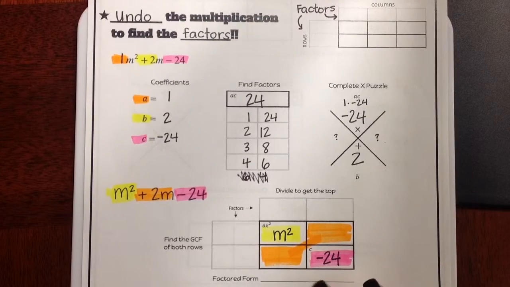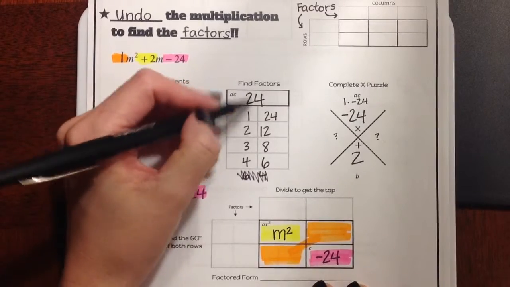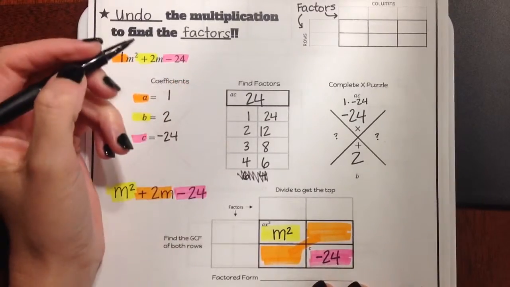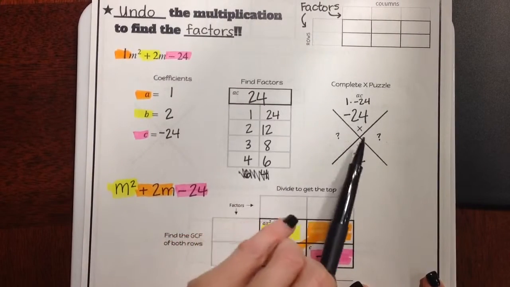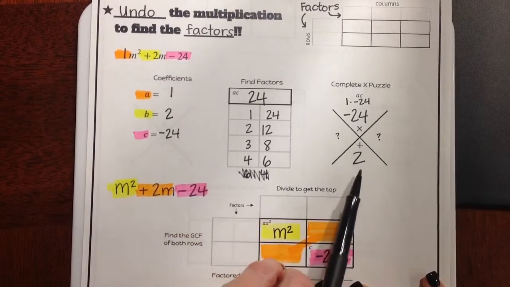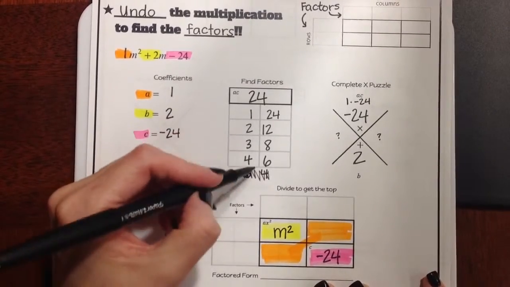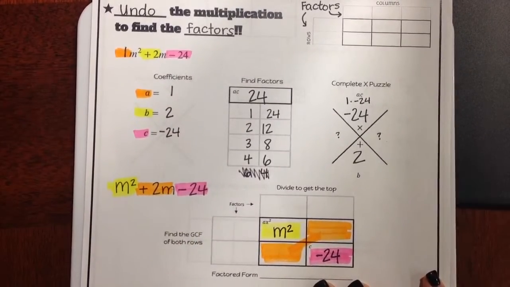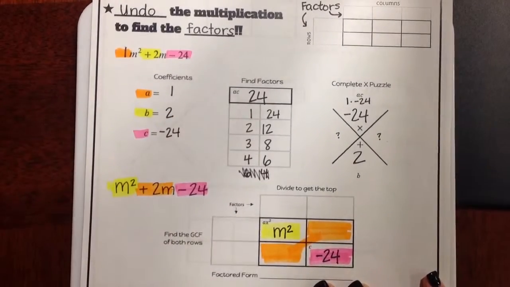Okay, so we're going to finish up this X puzzle here using our factors from our list of 24. What I need to find is a pair of factors from my list that, when I add them together, are going to get me somehow to a positive 2. Now, they don't have to stay the same sign as in the list here, so I could make one of these negative or I could make both of them negative.